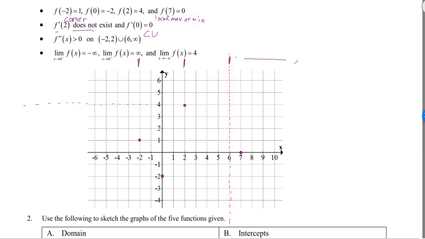So what do we know? We're concave up here. That's a minimum. So this is probably going to head off like that. This is going to come down here, have a minimum, climb up, and we're concave up in this interval. And then we hit a corner.